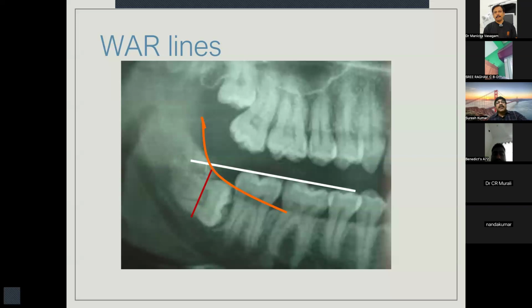Okay, fine. Right. So war lines, as I said, it's named because of the color of the lines. So let's look at the first line, the W line or the white line. White line is drawn in line with the occlusal surface of the posterior teeth. Then you have the amber line. Amber line is drawn from the curvature of the anterior border of the ramus connecting to the interdental bone between 6 and 7, not 7 and 8, 6 and 7.